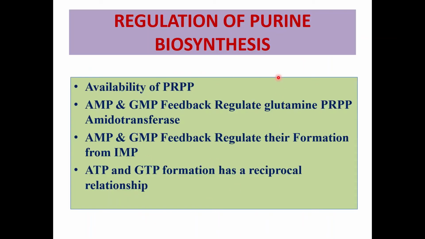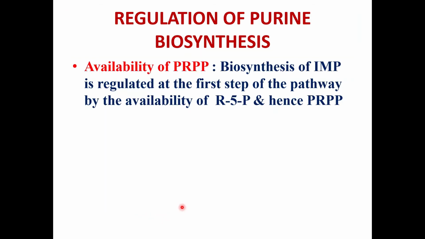Then these are the regulatory points. The first is the availability of PRPP. We'll be discussing all these points in detail. As I told you, glutamine PRPP amidotransferase is the first enzyme, the rate limiting enzyme. AMP and GMP are the end products of the pathway. These end products feedback regulate this particular enzyme, and AMP and GMP feedback regulate their formation from IMP, and ATP and GTP formation has a reciprocal relationship. We will be discussing all this in detail.